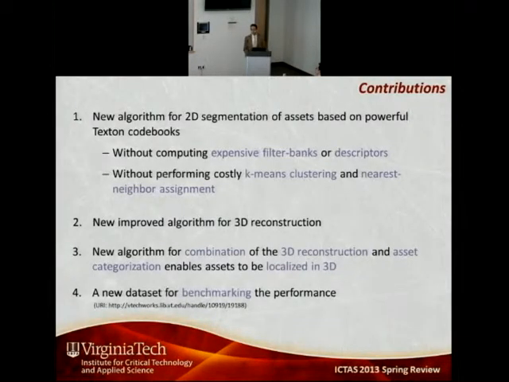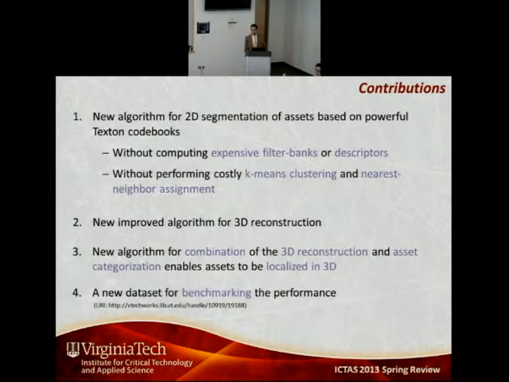The main contribution of this research is the new algorithm for a combination of the 3D reconstruction and asset categorization, which enables assets to be localized in a 3D environment. And also, we generated a new dataset for benchmarking performance. The dataset is uploaded in the Virginia Tech library, and others can access these datasets for their testing or benchmarking purposes.